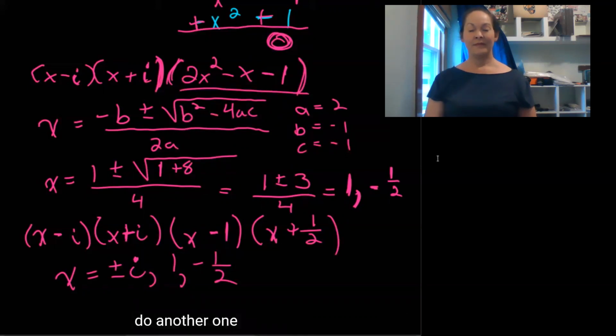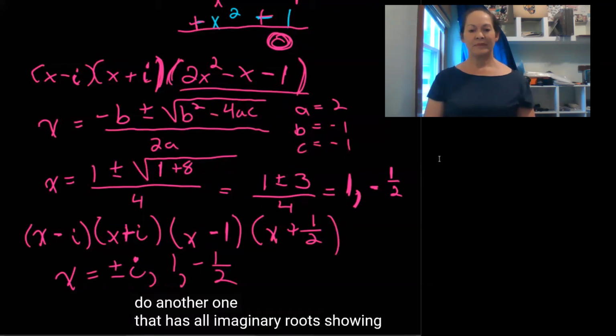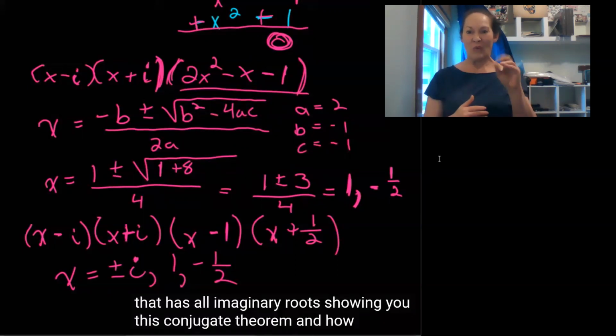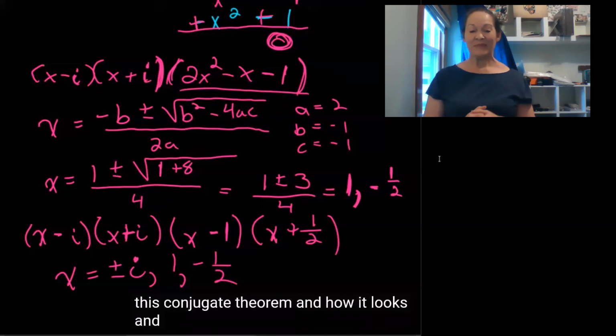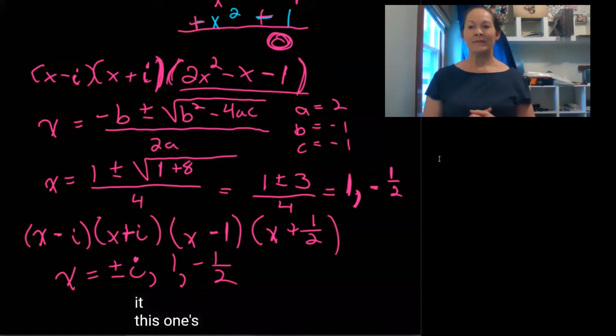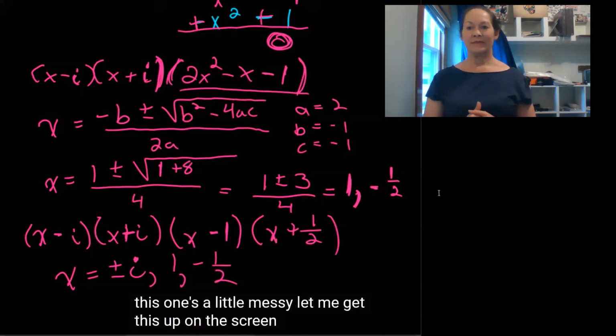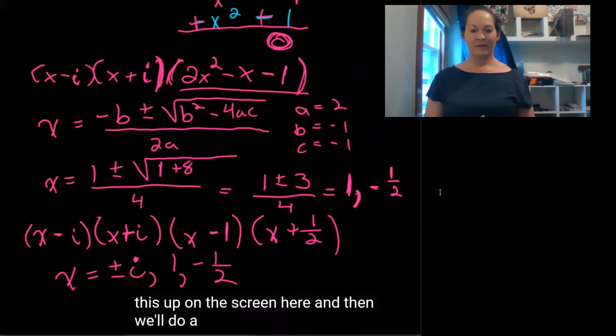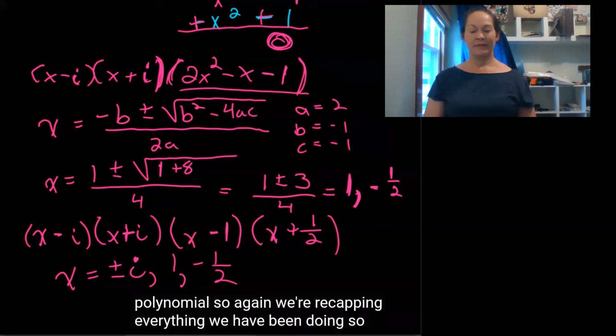All right. I'm going to do another one that has all imaginary roots, showing you this conjugate theorem and how it looks, and how we can build polynomials out of it. This one's a little messy. Let me get this up on the screen here, and then we'll do a full breaking down of a polynomial at the end here. So again, we're recapping everything we have been doing.